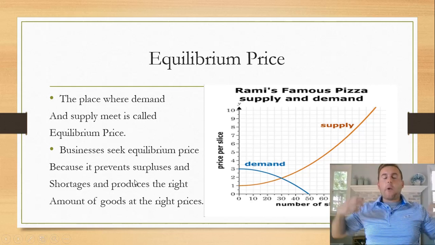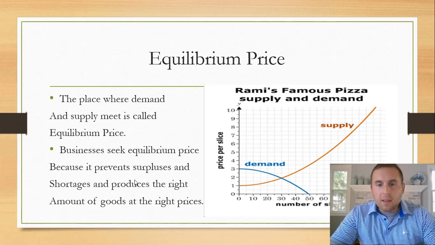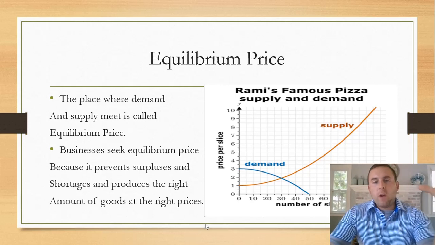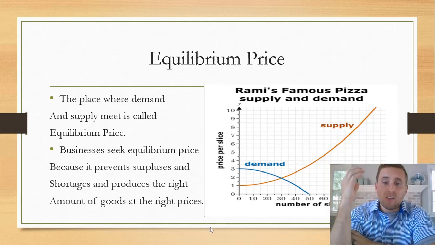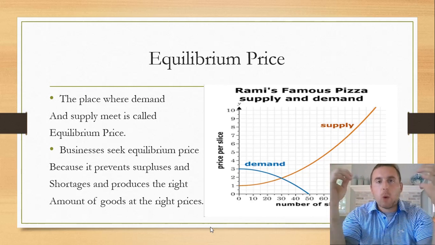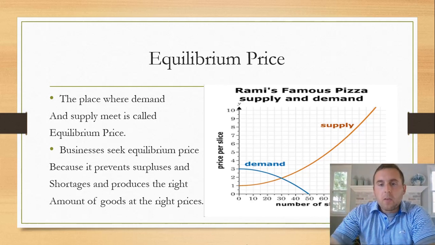So businesses are always seeking the equilibrium price. They always want to have the price right in the middle where the supply meets the demand. This is a good price. This is where people are going to be willing to spend their money, but they're also able to make a profit off of it.